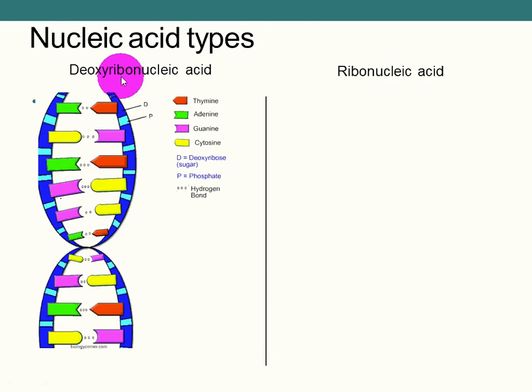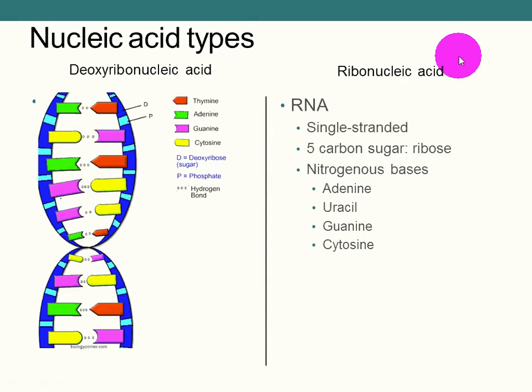Besides deoxyribonucleic acid, we have ribonucleic acid, which is also known as RNA. A couple of differences: where DNA is considered a double-stranded molecule, with 2 strands, RNA is a single-stranded molecule. Instead of having deoxyribose as its sugar, it has ribose as its sugar. And you'll notice the nitrogenous bases are mostly the same. We still have an adenine, a guanine, and a cytosine. However, we have uracil instead of thymine. So over here, if my A and T are always going to go together, in this case, my A and U are always going to go together.